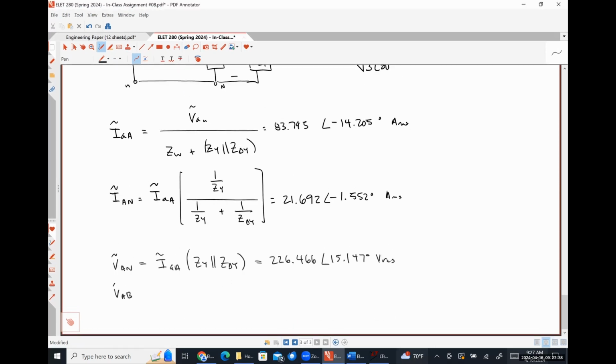So from here, how do we find VAB? This is where it's appropriate to just do the transformation. So I get here 392.260 angle 45.147 degrees.